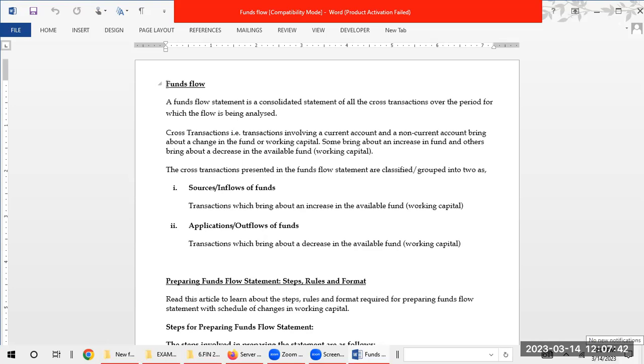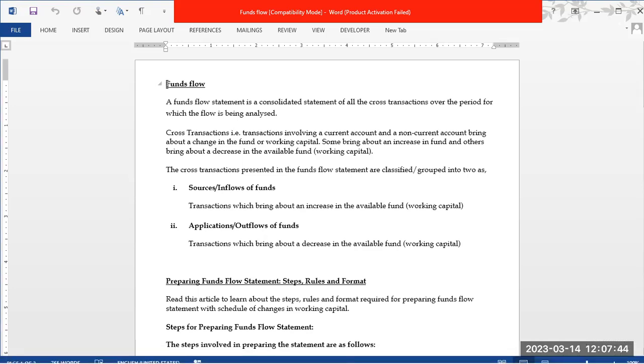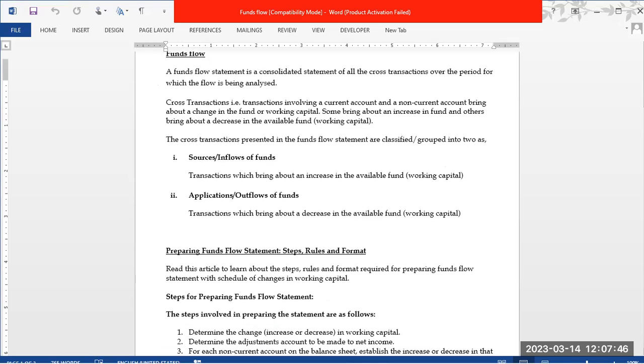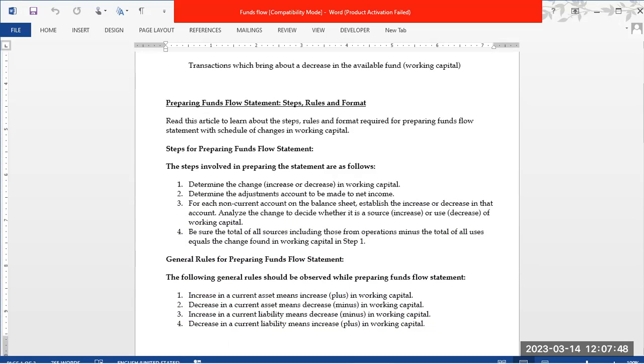After that, we want to look at how we prepare these fund flow statements. How can we prepare a fund flow statement? Preparing a fund flow statement: steps, rules, and format. These are some of the things we are going to look at now. If you read this article, you are going to learn the steps, rules, and format required for preparing a fund flow statement, with the schedule of changes in working capital.